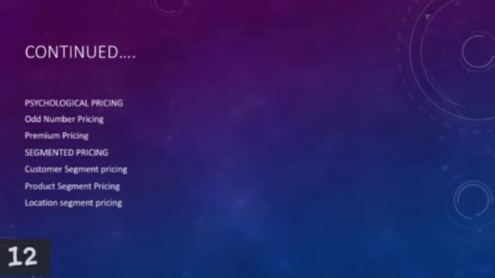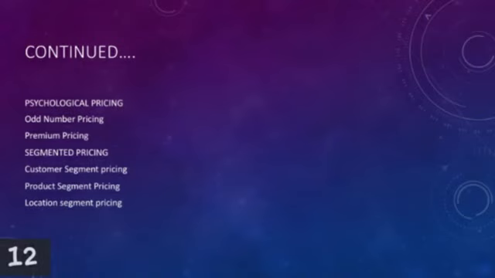Location price is another example of segmented pricing. Different prices are charged for different locations. For example, airlines charge different prices for different seat locations. A person sitting near an engine or a wing is charged slightly lesser than the other seats. This is a perfect example of location based segmented pricing.